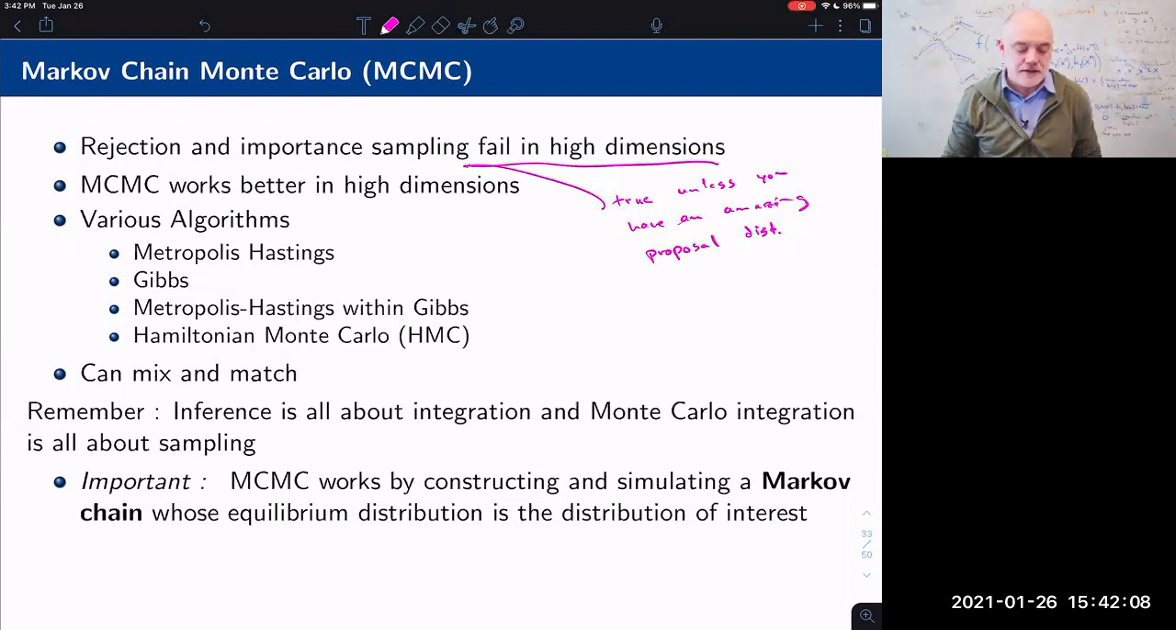Okay, all right. Just remember though that when I say inference, it's all about integration, and Monte Carlo integration in particular is all about sampling, right? So the key idea in Markov chain Monte Carlo is to construct and simulate a Markov chain whose equilibrium distribution is the distribution of interest, whatever that happens to be, the posterior distribution of interest or whatever, okay? Cool.